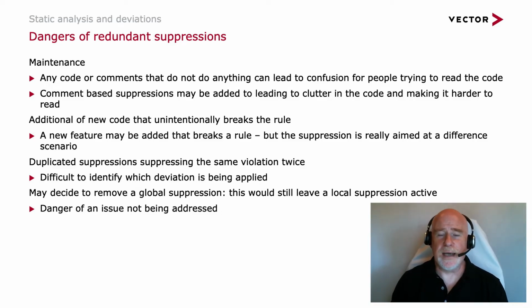We may also add some new code that unintentionally breaks the rule, and because the suppression is active, we don't know about it. We could have duplicated suppressions suppressing the same violation twice, so it could be difficult to identify which deviation is being used. And we could decide to remove a global suppression, but there could be a local suppression still active. So you may think that you've removed that suppression, but it could still be active in some area of the code.